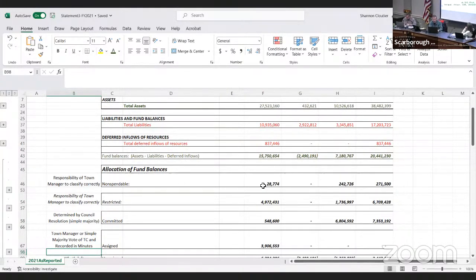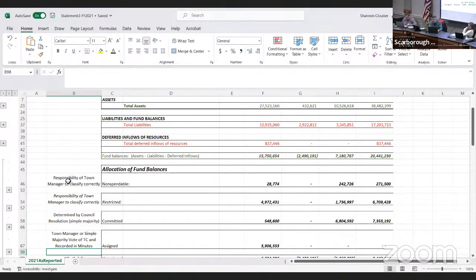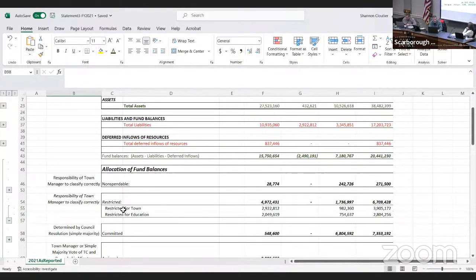And this is an exercise that I think staff is going through right now with the 22. Some of it is non-spendable. And for us, that typically isn't a big amount. It's the non-spendable inventory that's classified as non-spendable. And per our policy, it's the responsibility of the town manager to classify non-spendable fund balances. It's also the town manager that classifies restricted.